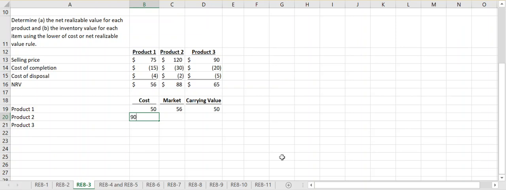For product two, our cost was $90. Our market, meaning our net realizable value, was $88. The lower of the two, which is that market value, is $88. So that is what we are going to carry that inventory at. And finally, for product three, our cost was $75. Our net realizable value or market value was $65. And therefore, we are going to carry that on our books at $65 per unit.